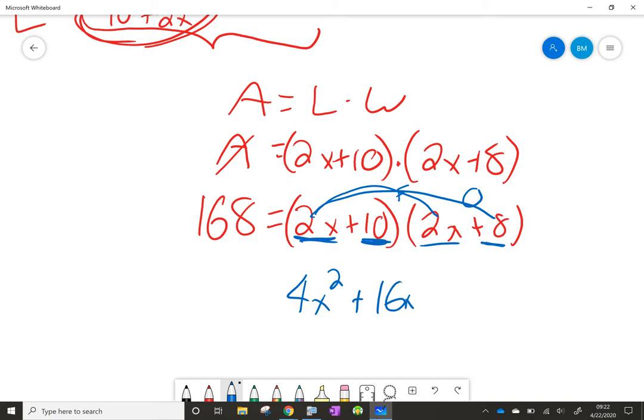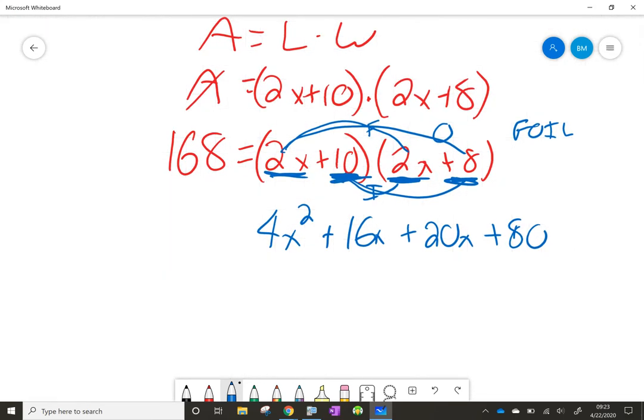And then we do the inner terms. We got 10 and 2x. Those are the two inside terms. 10 times 2 makes 20. And with the x makes it 20x. And then we have the L for last. So remember FOIL, right? First, outer, inner, last. So the last term in this one, the last term in this one, that's 10 and 8, which makes 80. So plus 80.